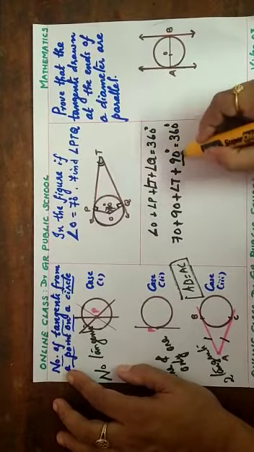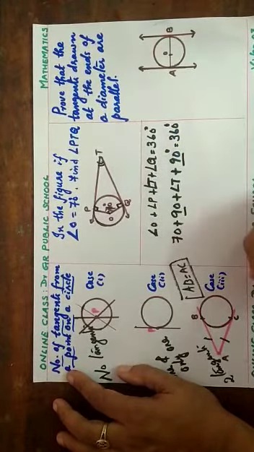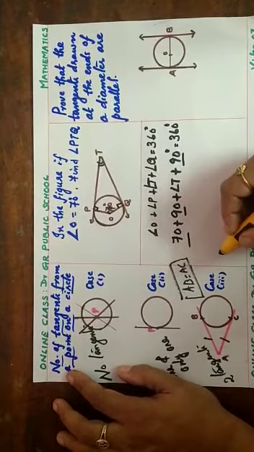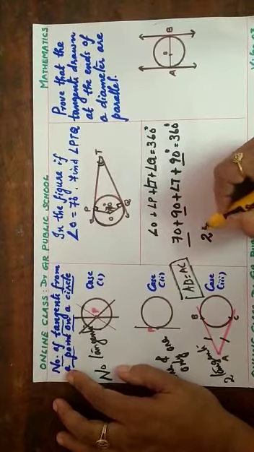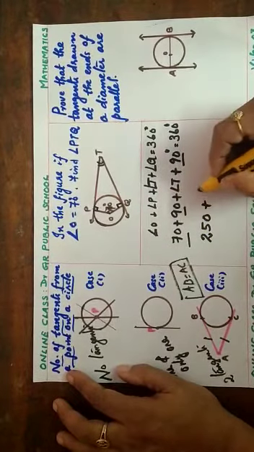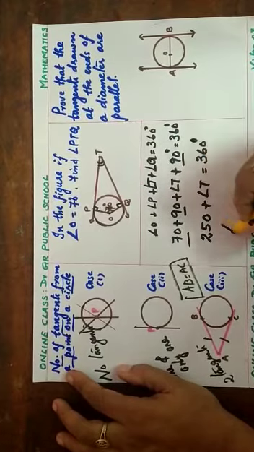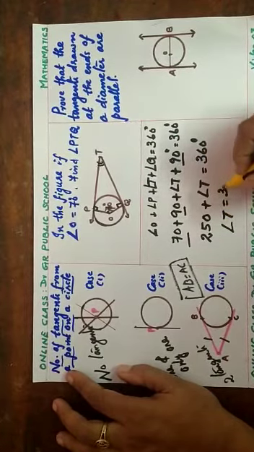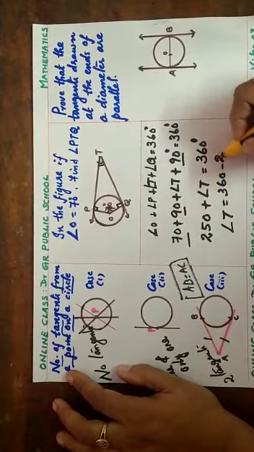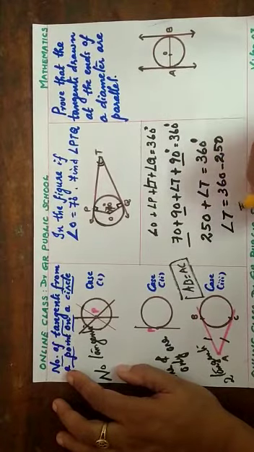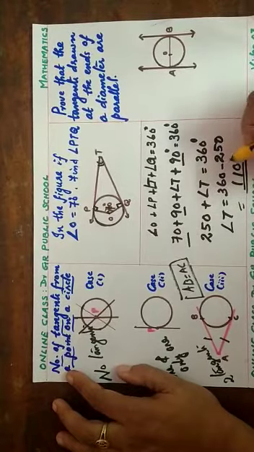Add up these values. 90 plus 90 is 180. 180 plus 70 is 250. 250 plus angle T equals 360 degrees. Therefore, angle T equals 360 minus 250, which is 110 degrees.